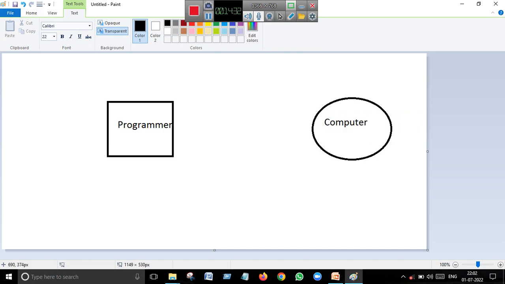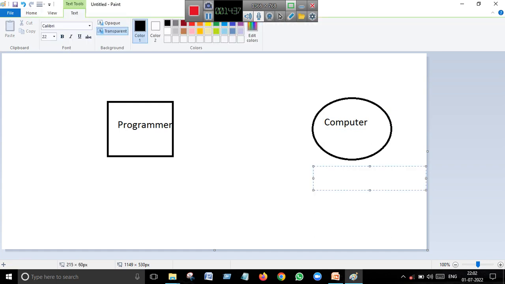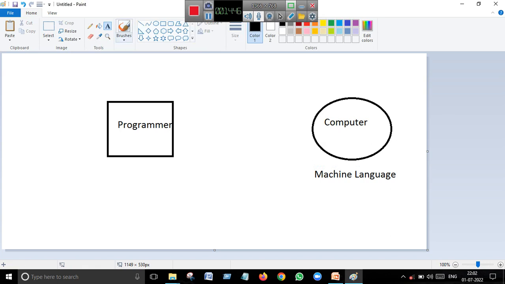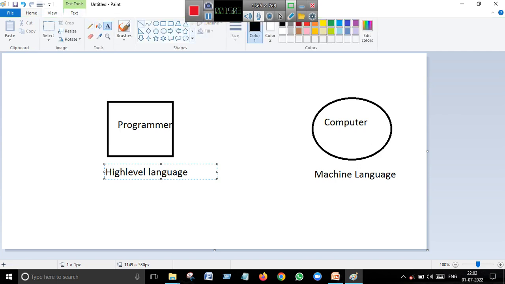The computer understands only machine language, and the programmer in general writes the instructions in a high level language. Here these two need to communicate.